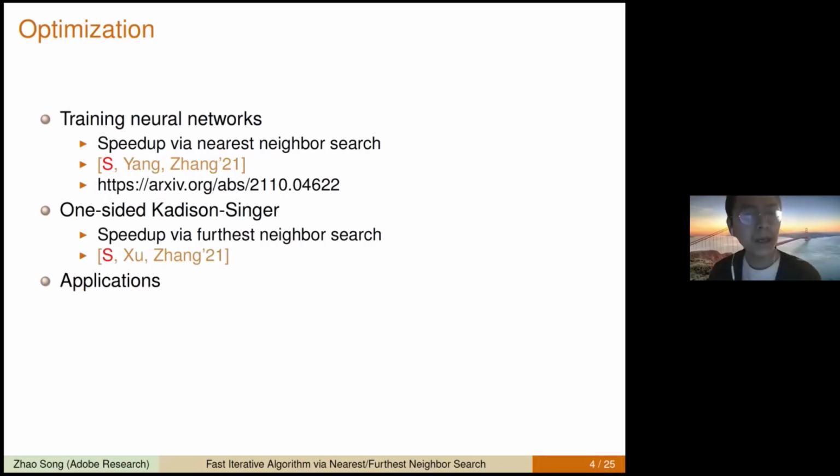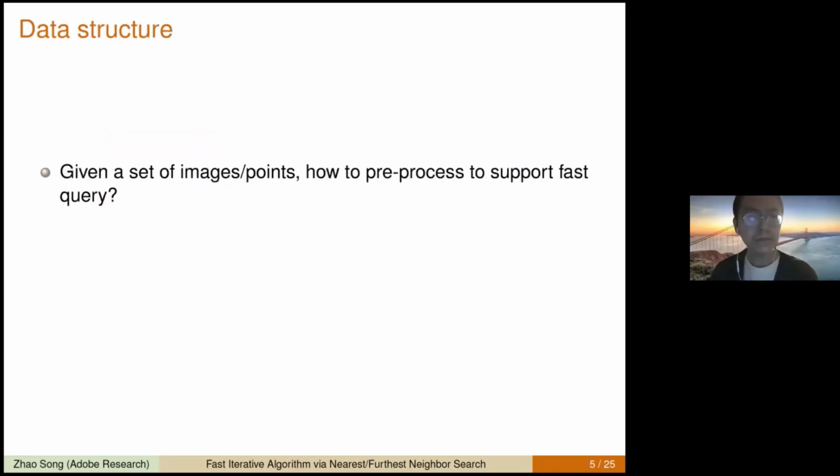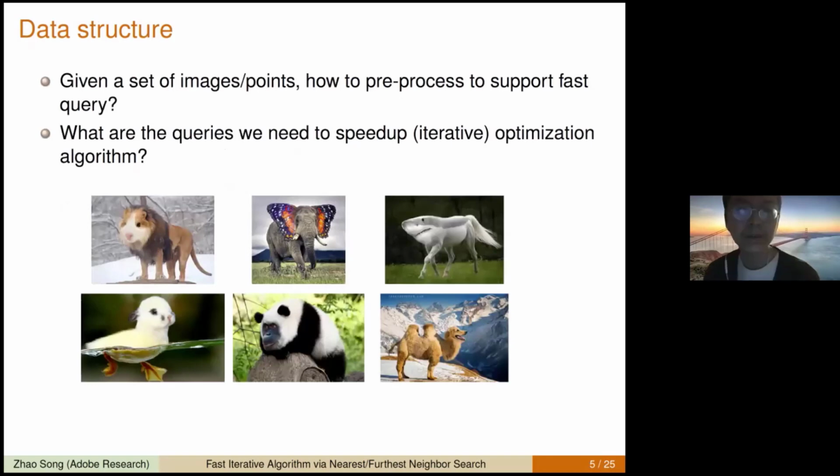There are also many other applications for this technique. For example, it can be directly used in the quantum setting, and also in reinforcement learning, and also a famous algorithm called framework. You can use this idea to speed them up. The major idea is that you want to build a data structure, where you are given a bunch of points or images, and the question is how to process this data structure to support fast queries. Also, what are the queries you need to speed up your iterative algorithm? There are so many different data structures and so many different queries, and only a few of them can actually help you speed up your algorithm.